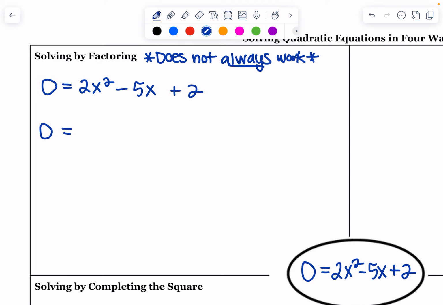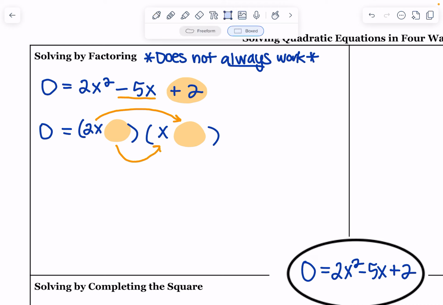My goal is to break this into two factors. And I know that I want this times this to be 2x squared. Since 2 is prime, our only options are 2x times x. Then I also want the two constants of our factors to multiply to get 2, while at the same time, these two loops, 2x times that number and this number times x, combine to negative 5x.